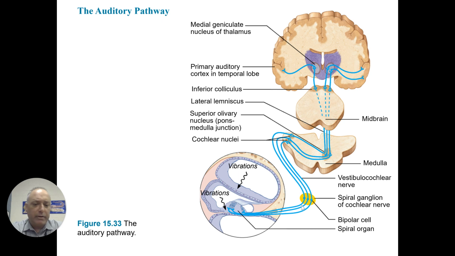So we see our bipolar afferent cells, these receptors that are activated. You've got your spinal interneurons. This is in the brainstem. You get the medulla. It then throws projections up to the thalamus, to what's called the medial geniculate nucleus of the thalamus. And then that throws another signal into the primary auditory cortex in the temporal lobe.